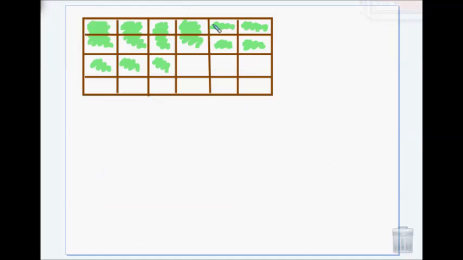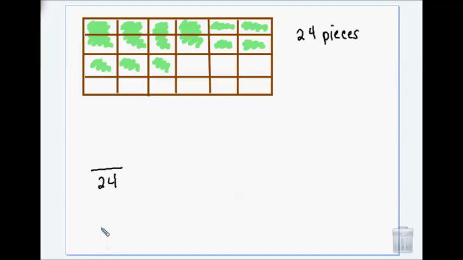So the first thing I want to do, if I'm going to make a fraction to represent this figure, is I need to figure out how many total pieces there are. So there's 1, 2, 3, 4 by 1, 2, 3, 4, 5, 6. So 24 pieces, right? And that is my denominator.